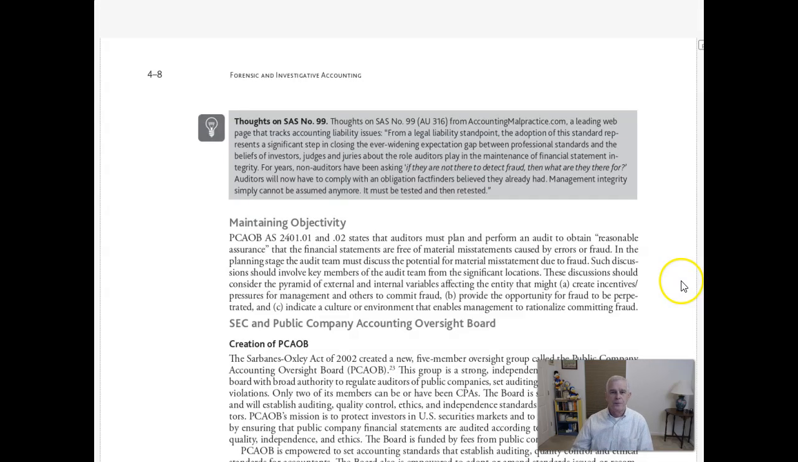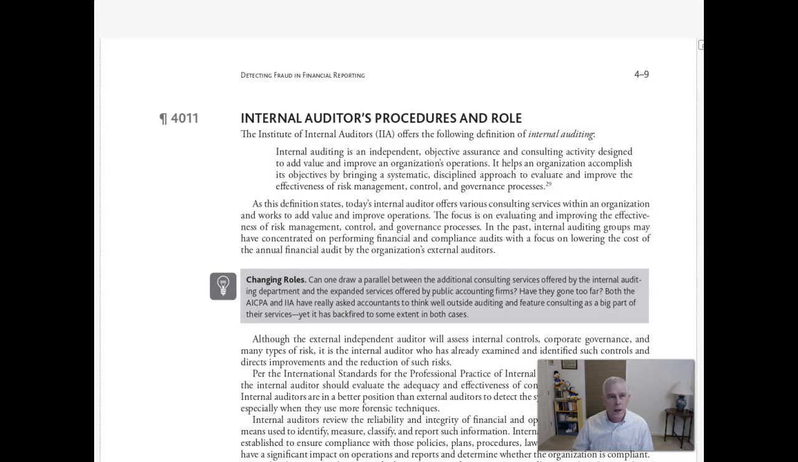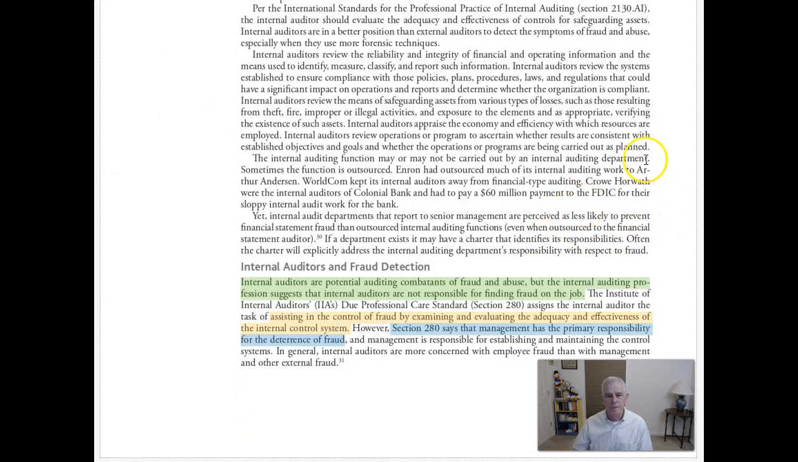Okay, next page. Let's go a little bit further. And this is page 9, so I want to jump to this down at the bottom.